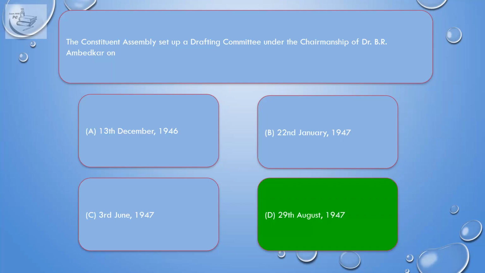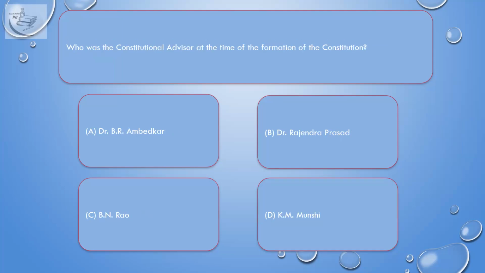Correct answer is D. the 29th of August 1947. Question: who was the constitutional advisor at the time of the formation of the Constitution? A. Dr. B. R. Ambedkar. B. Dr. Rajendra Prasad. C. B. N. Rao. D. K. M. Munshi.